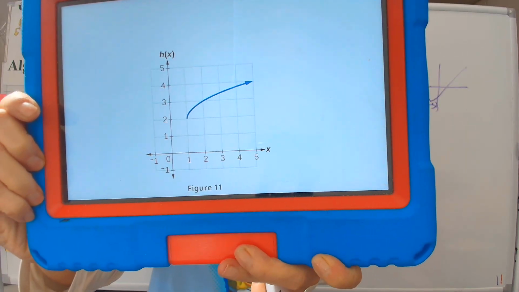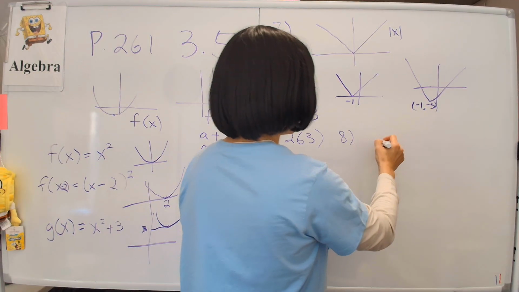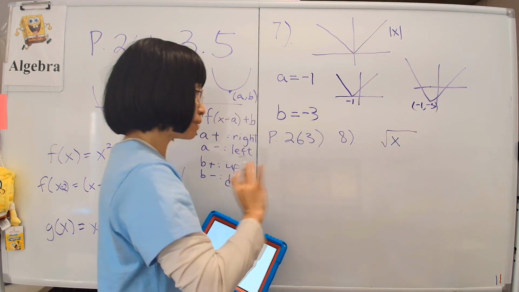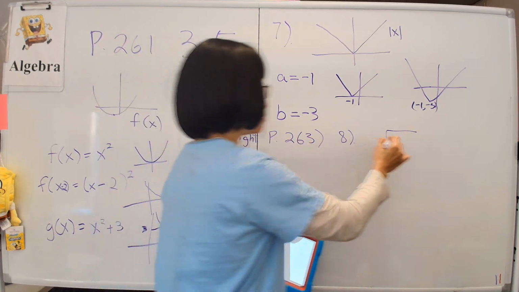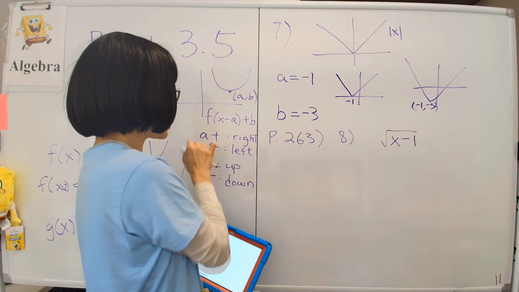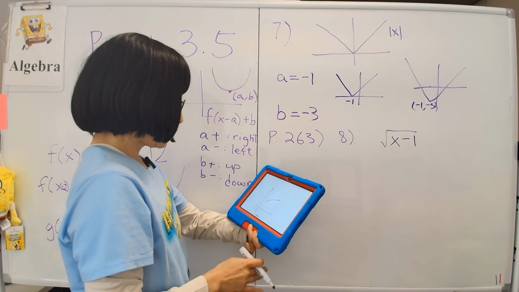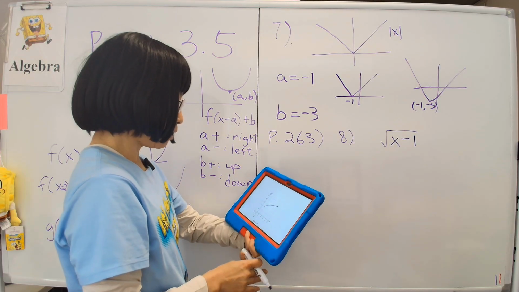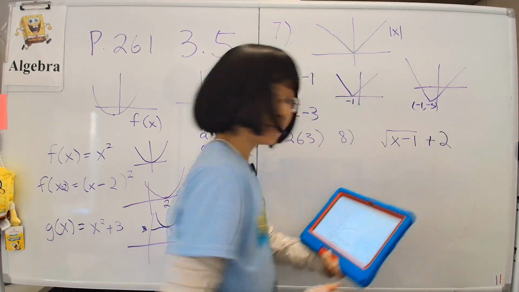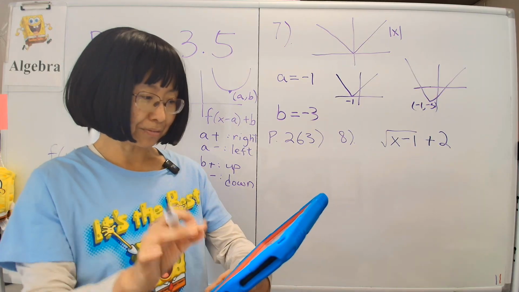First, it shifted to the right by 1 unit. So it's the square root of x, okay? And then it shifted to the right by 1 unit, so we're going to subtract 1. Because if it's to the right, we're subtracting by that amount, okay? And then it's shifted up, as you can see in the graph, by 2 units, so plus 2, and that should be the answer. Let's look at it. Yep, it is, and that's example 8.